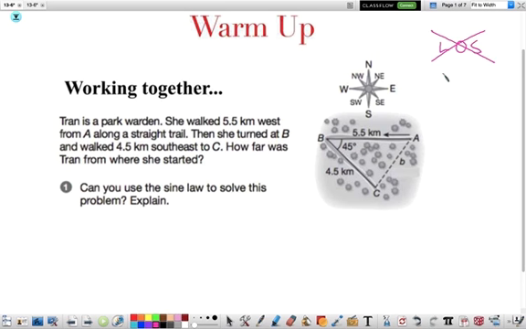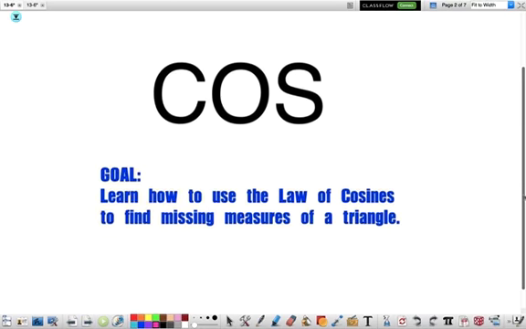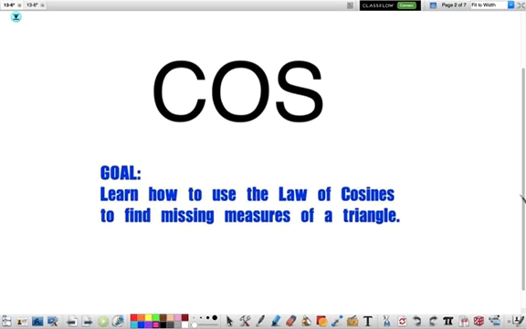Well, you're going to learn something today: when you have side angle side or side side side, then it's going to be okay to use law of cosines. So that's the big thing we're learning today. All right? So let's find out what it is. If I was in your shoes, I'd probably say, well, what is the law of cosines? Well, I'll tell you. That's what we're doing today. There's the goal: how to use law of cosines to solve a triangle. And this is 13:6.